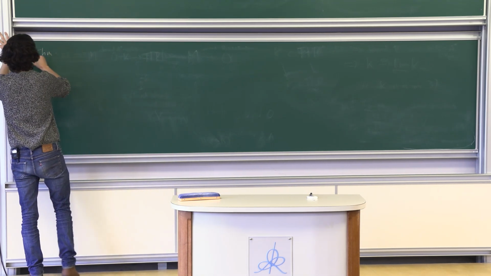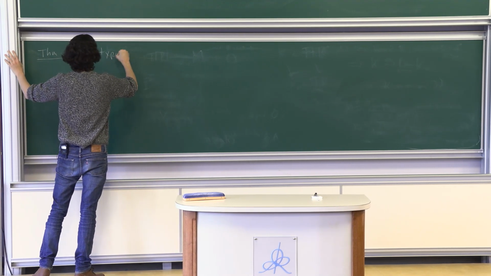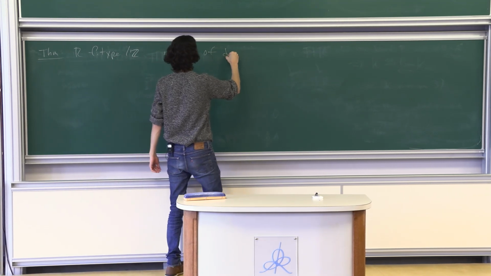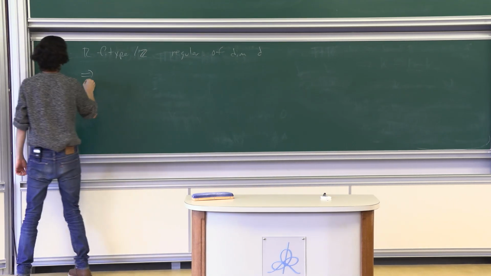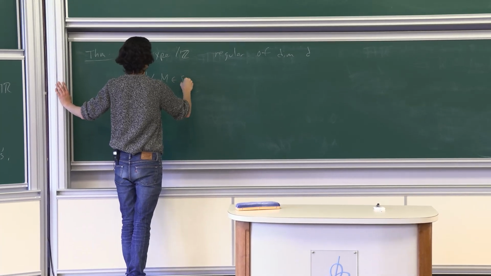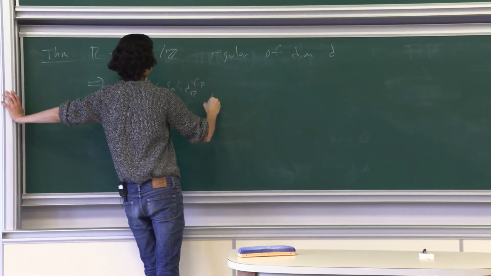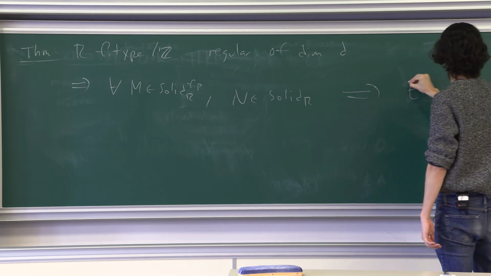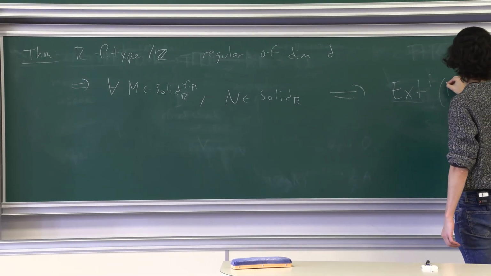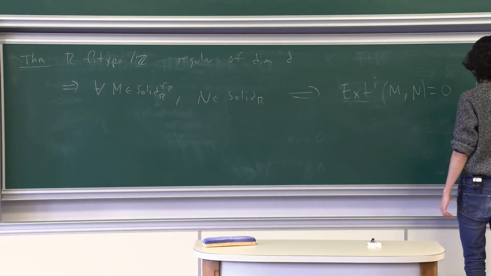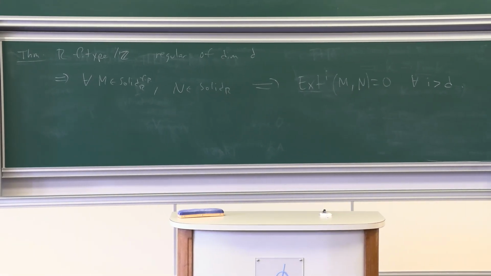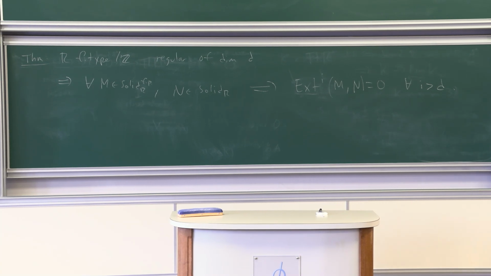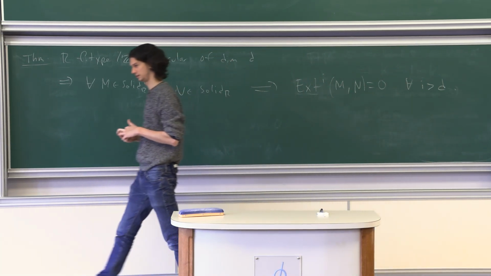Theorem. If R is finite type over Z and is a regular ring of dimension D, then if you have M in solid R finitely presented, and N in solid R arbitrary, then the Ext groups, even internal Ext, vanish in degrees bigger than the dimension. And the Tor groups vanish also in degrees bigger than the dimension.